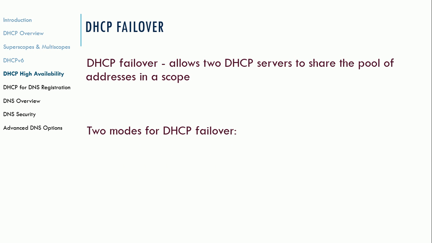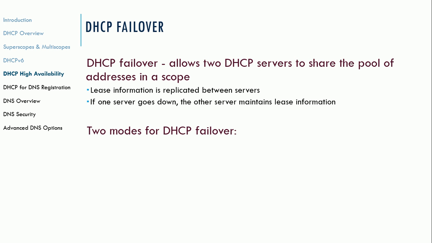So failover is the other option. With DHCP failover, it allows two DHCP servers to share the pool of addresses in a scope, so they both have the complete scope, and the lease information is replicated between the two servers. So when server number one leases an address, it's going to share that information with server number two so it knows that it's been leased. And if one server goes down, the other then maintains that lease information while the other one is down. You can only do this with IPv4.